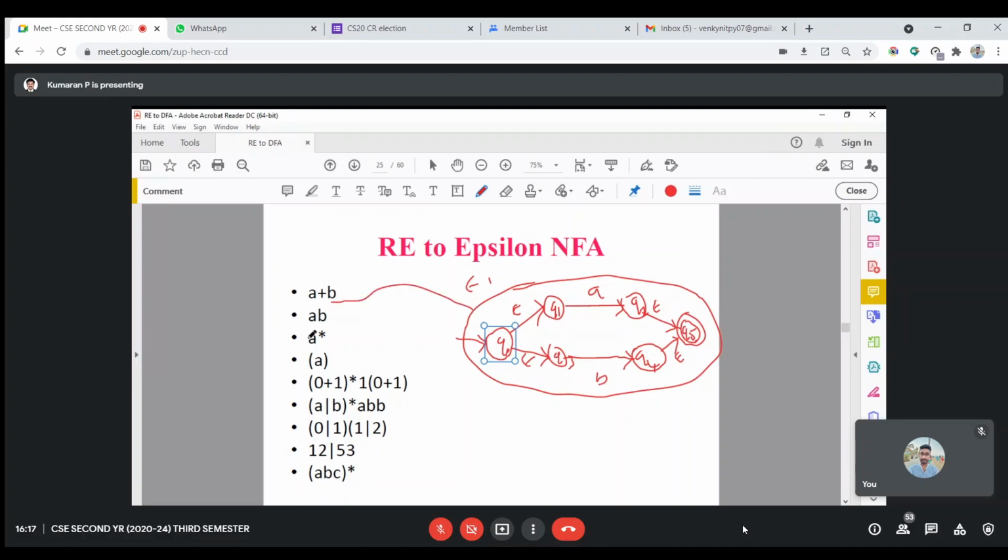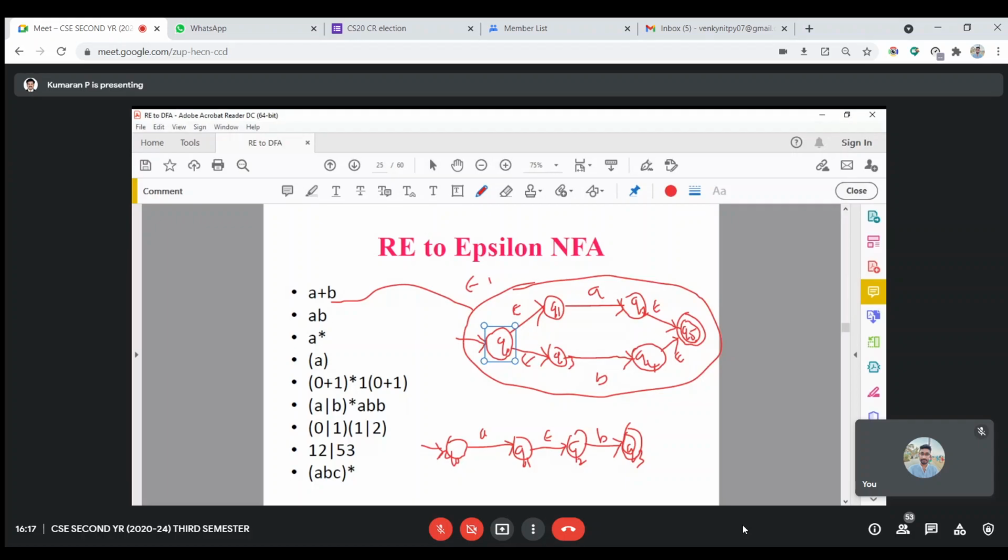Now someone will ask about AB, how to draw AB from a starting state. After reading a single A, I will be in one state. And between the concatenation, I have to introduce the epsilon. Then I have another state that will reach the final state. Here you can put Q naught, Q1, Q2 and Q3.